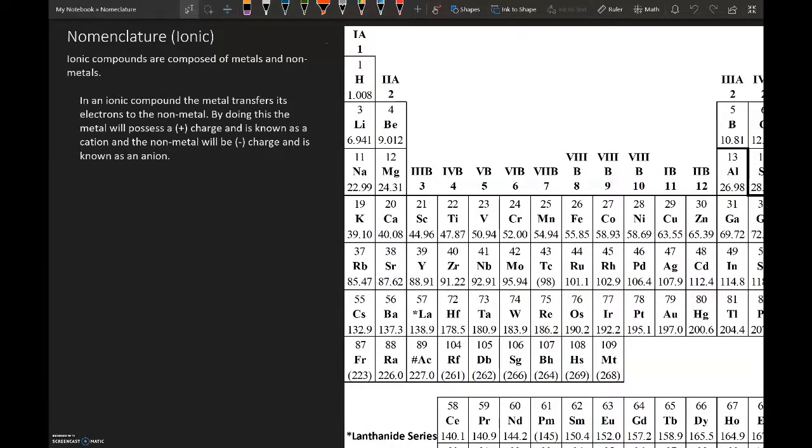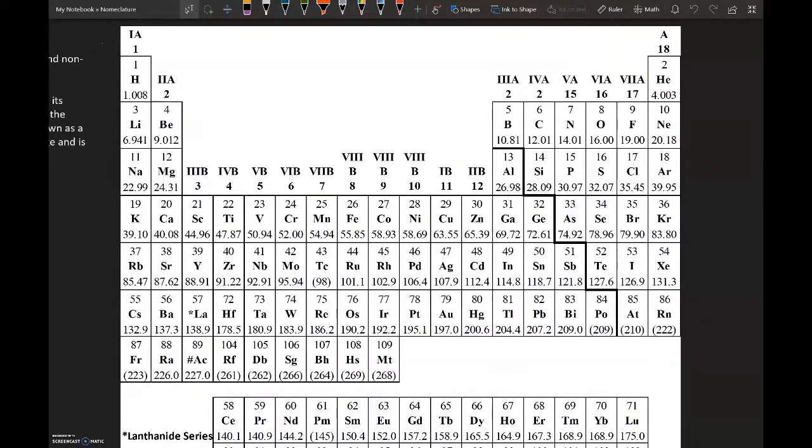Now before we can do anything, what we need to do first is look at the periodic table and understand where the metals are found and where the non-metals are found. We're going to be looking at this specific one here. Focus on the black staircase found here. What's the importance of that staircase? The importance of that staircase is to separate the metals from the non-metals.